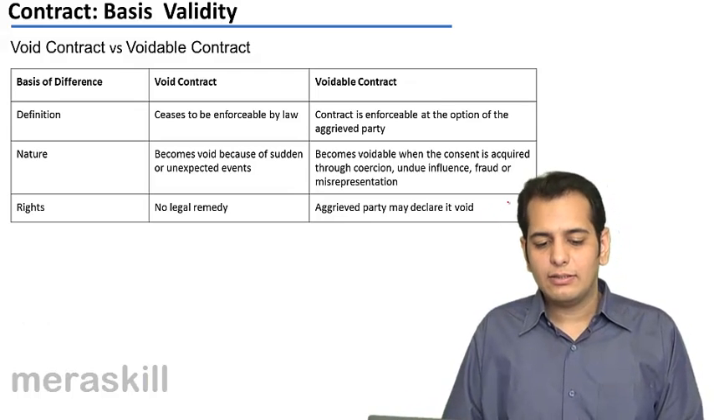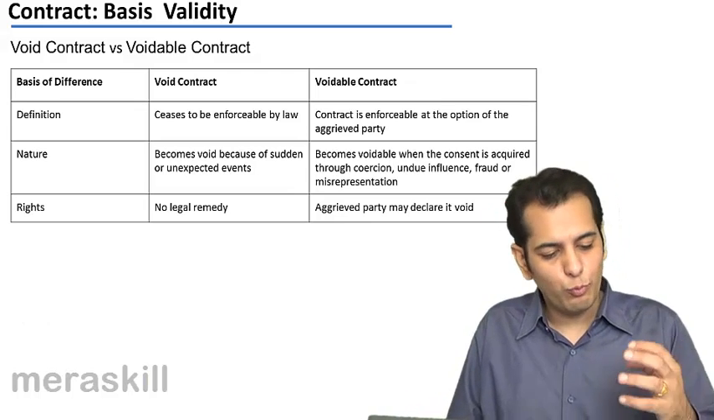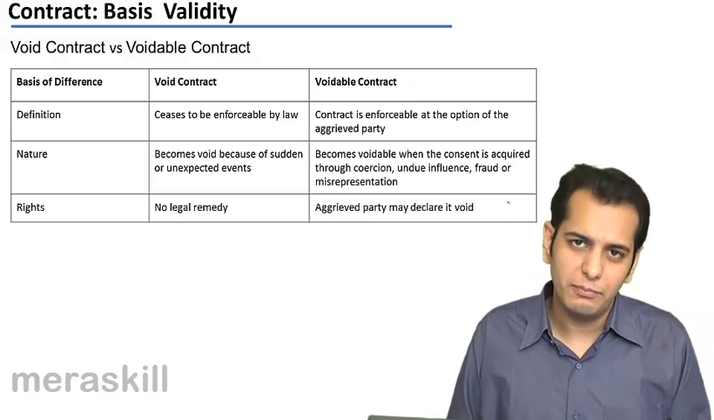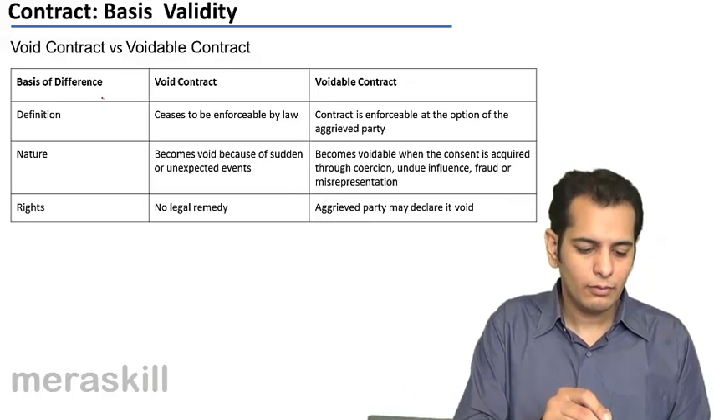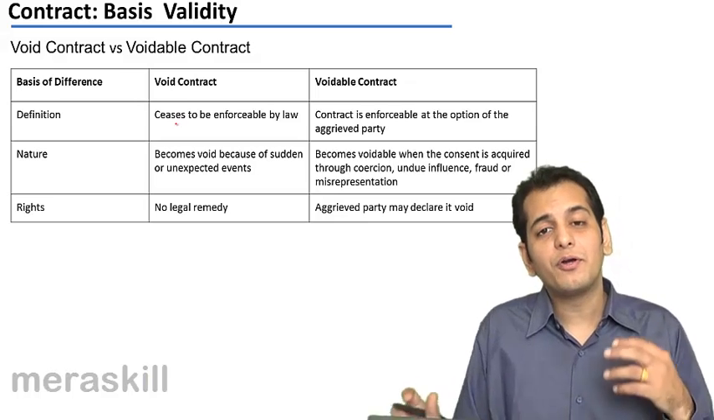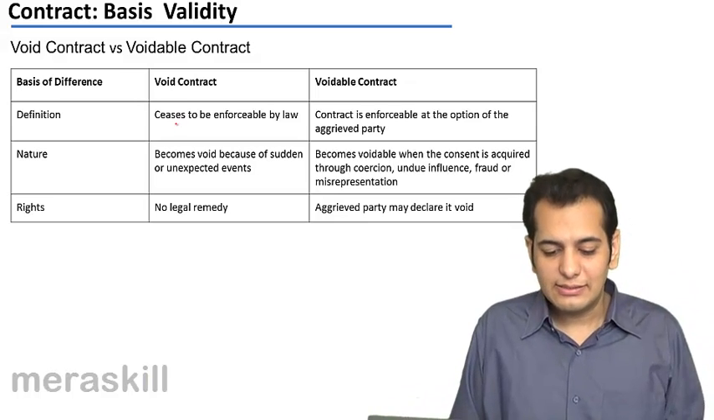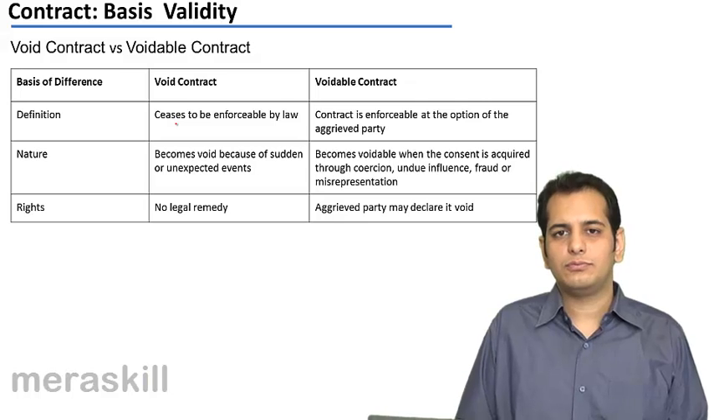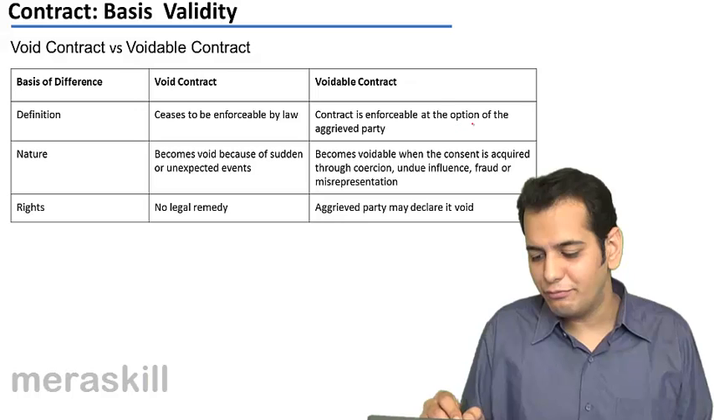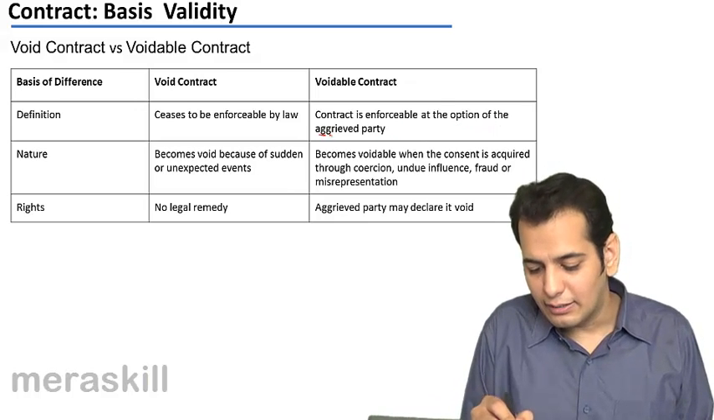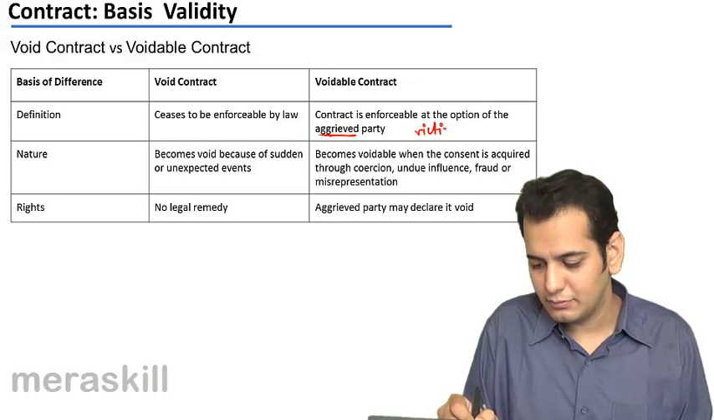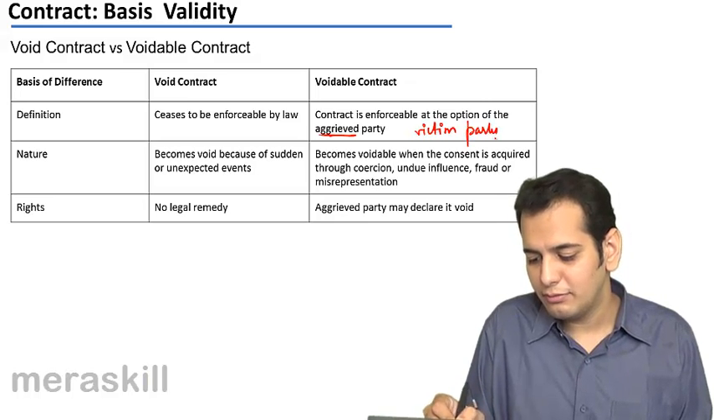Now we see how to distinguish between a void contract and a voidable contract. The first point is definition. The definition says a void contract is a contract which ceases to be enforceable by law, whereas a voidable contract is enforceable at the option of the aggrieved party. Aggrieved party means the victim party, the party who has been victimized.